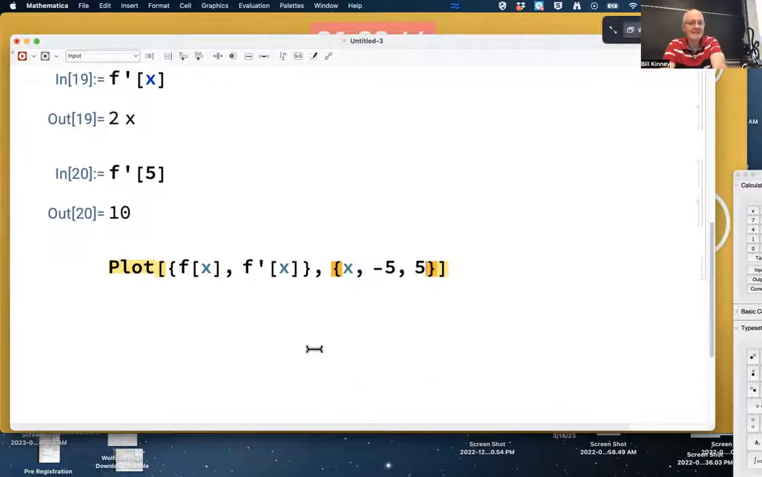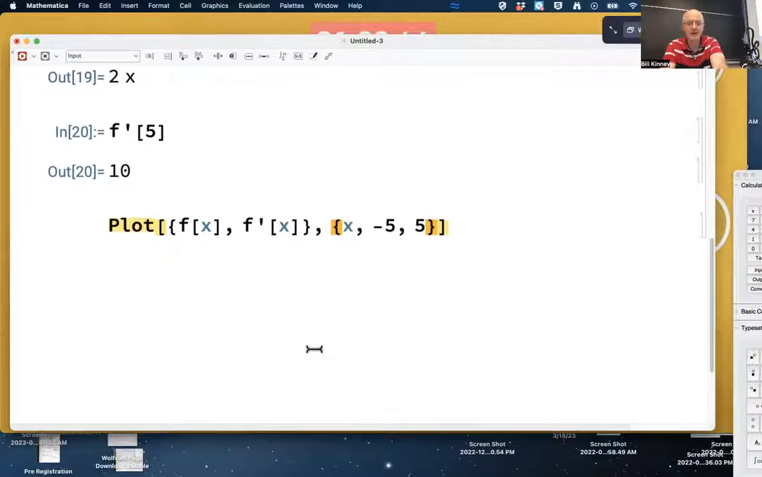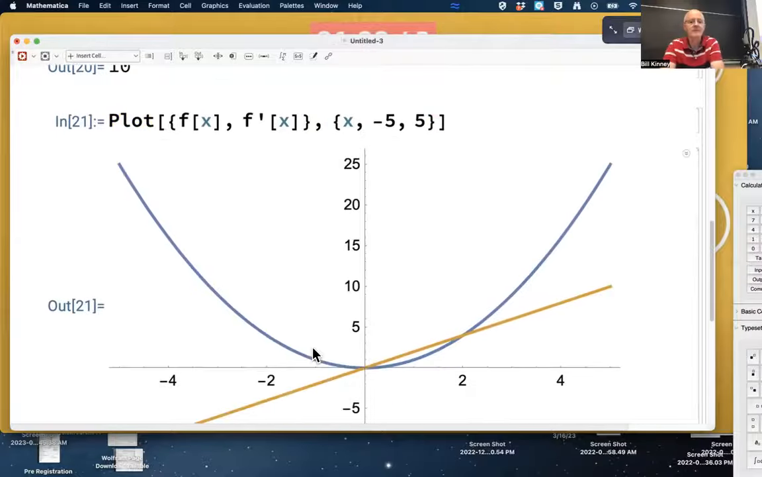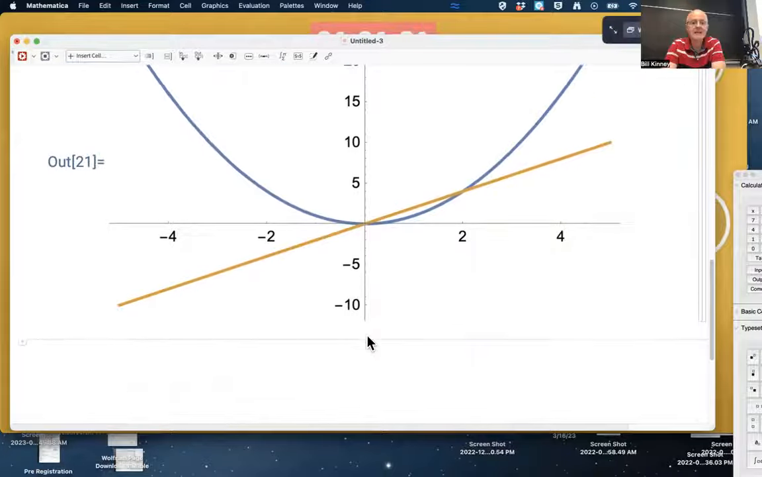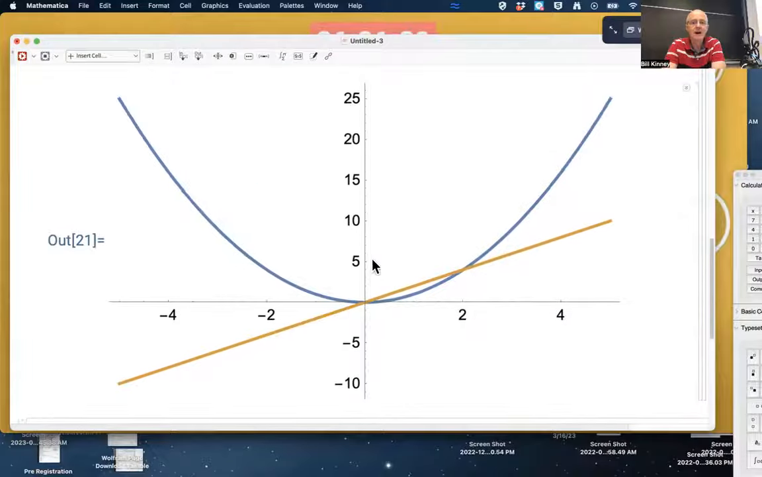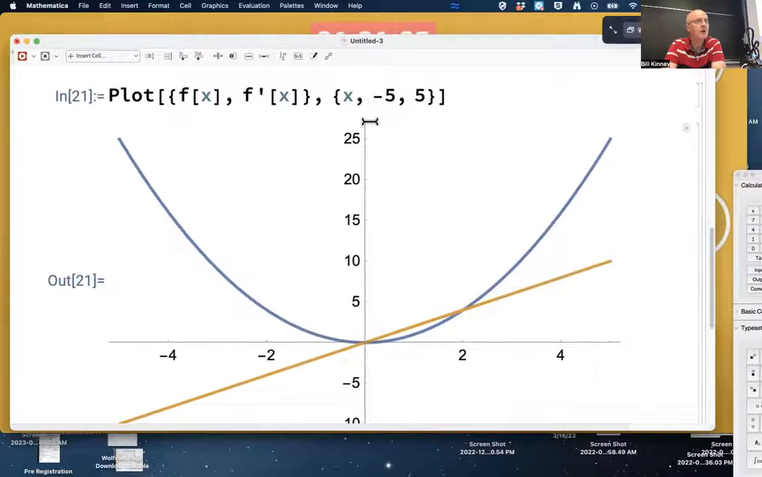If I enter this as is, I will see both the graph of f and f prime. There they are. So the blue graph is x squared. This orangish graph is its derivative, 2x. Mathematica picked the scales on the vertical axis to be -12 or so to +27 or so.